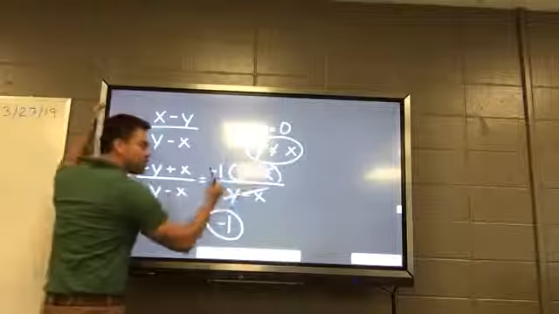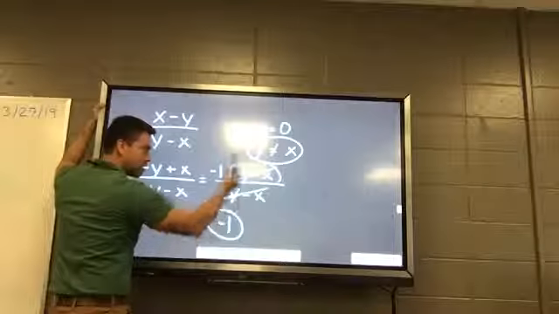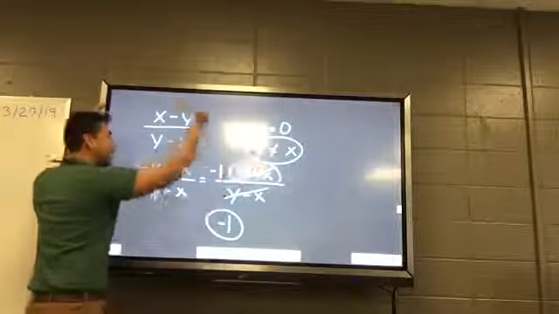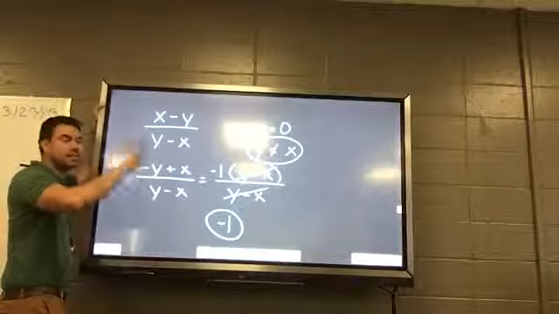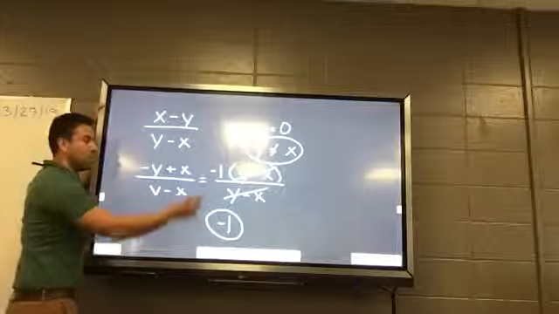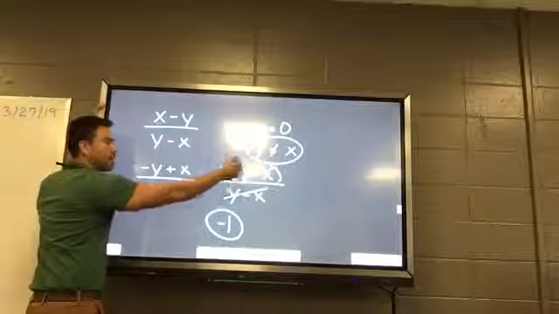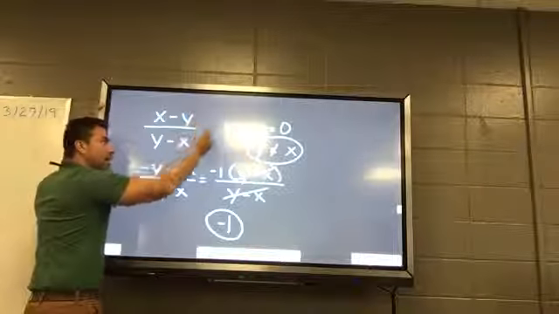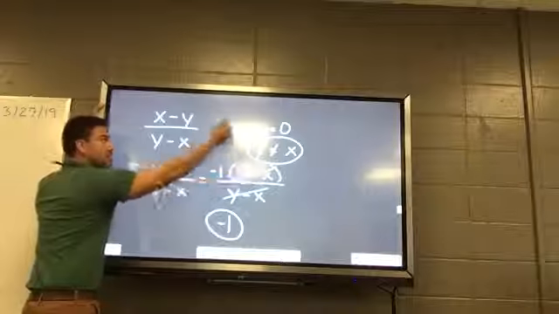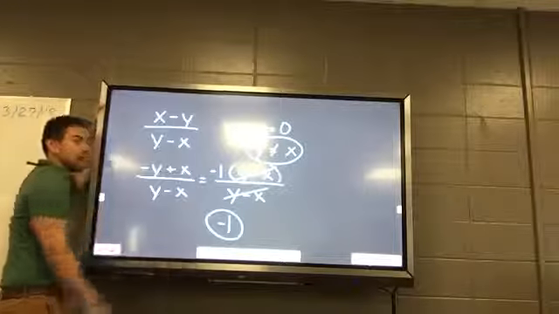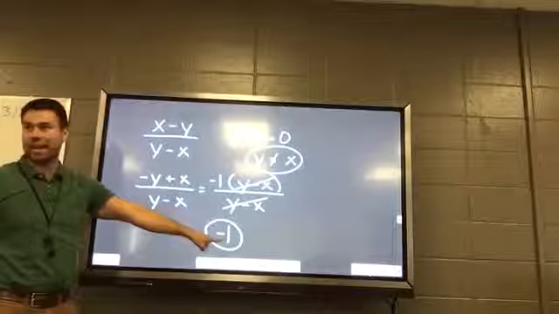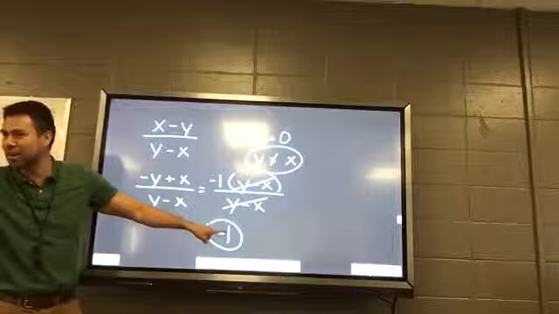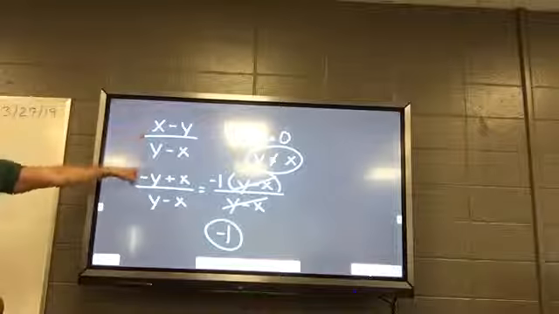This right here, remember I changed it to this? Does this equal that? You sure? Because if it doesn't, I did something wrong. We got to go back. What's negative 1 times y? Negative y. What's negative 1 times negative x? Positive x. So I didn't change the value, but I did change the way it looks because I like that. Do you like negative 1, or would you rather do it with x minus y over y minus x?